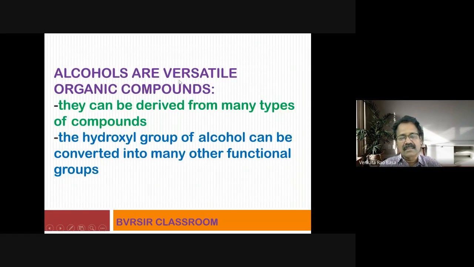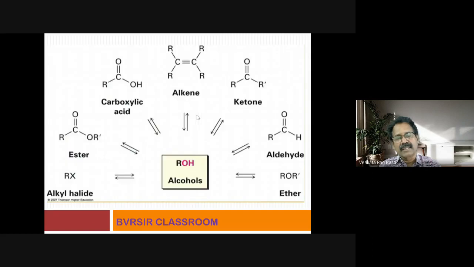Regarding alcohols, they can be considered versatile organic compounds, very dynamic. Why are they called versatile organic compounds? They can be derived from many types of compounds. That means we can very conveniently and easily prepare alcohols from other types of organic compounds. Similarly, an alcohol can be very conveniently converted into several other types of organic compounds. That's why alcohols are considered versatile organic compounds.